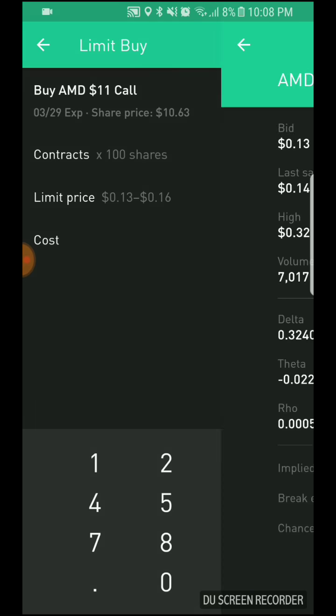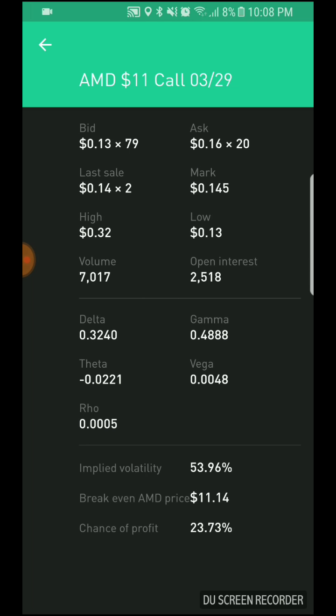So if you click on the chart here, it'll give you the basic information. The bid and ask: the bid is the amount of people willing to buy at a certain price, and the ask is the amount of people willing to sell at a certain price. It will tell you the last sale, the mark price, high, low, volume, and open interest. The middle section here is the Greeks of the option. It gives you the technical details about AMD options, so you can learn those online.